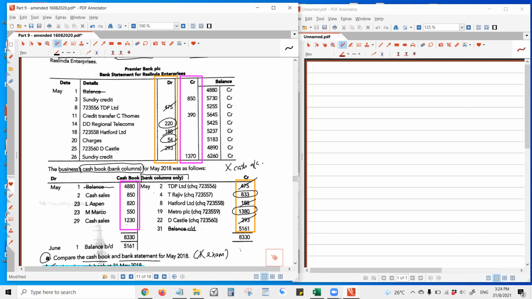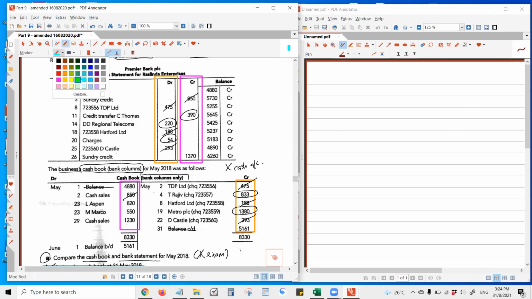Okay, now we do the same to the other side. Okay, 850 appears on both sides, right? Cancel. Here is 390. 390 doesn't appear in the cash book, right? So circle. Okay, here is a tricky thing you have to observe.